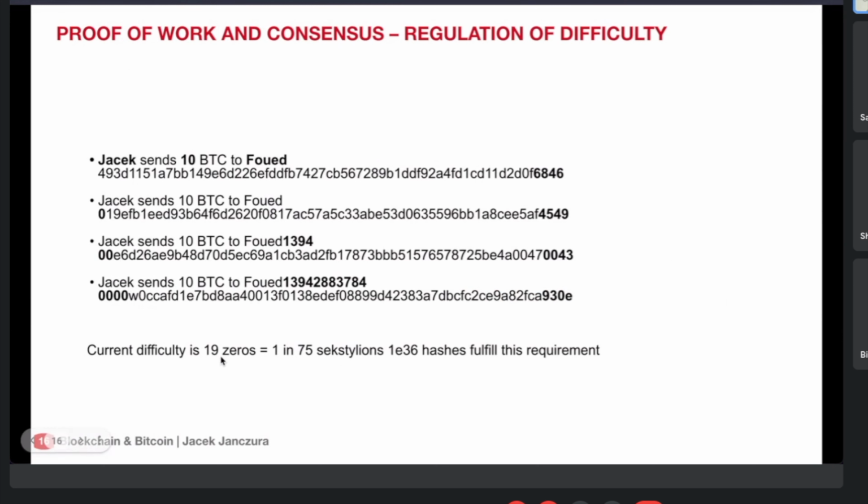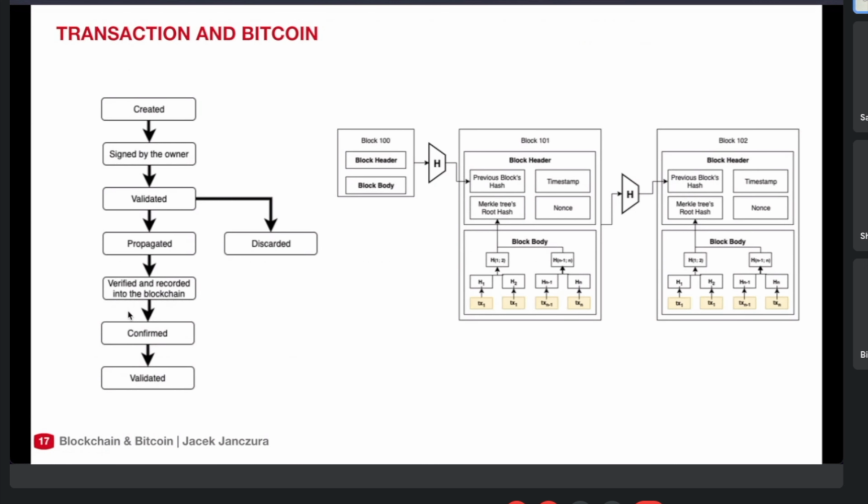Of course, it makes another thing. If I want to be faster than the network, I need to have more power and more luck than 51% of the network. So I need to be faster than the whole network to find these hashes faster and add my block faster. This keeps the network itself very distributed.